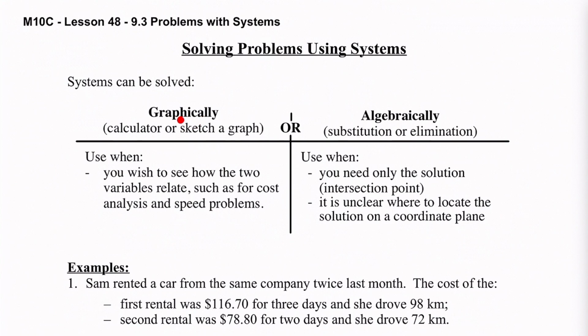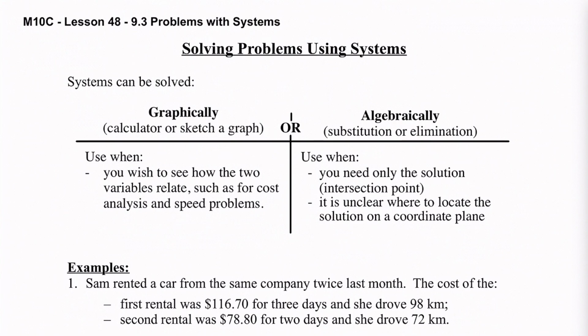This is our first way, and graphically means either using a calculator or you can sketch it on a graph. You're going to use this when you wish to see how the two variables relate, maybe how distance relates to time, or how cost relates to time. Also for cost analysis, so anything to do with money, and for speed problems.